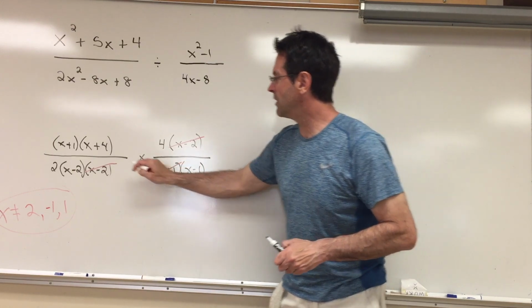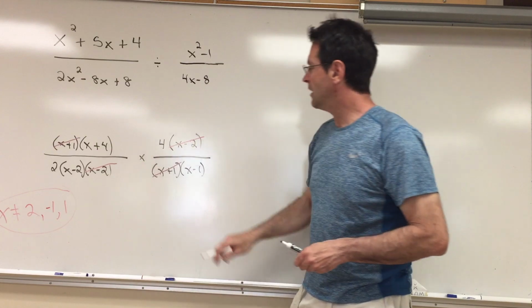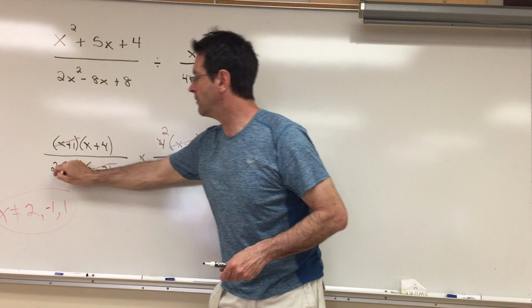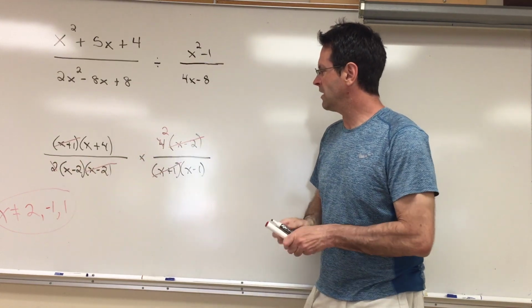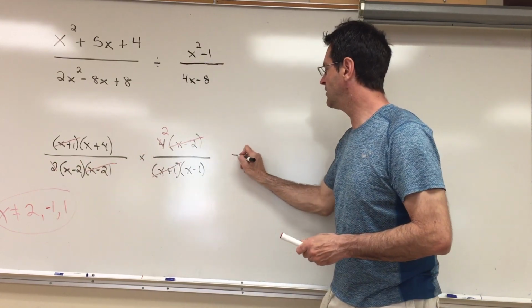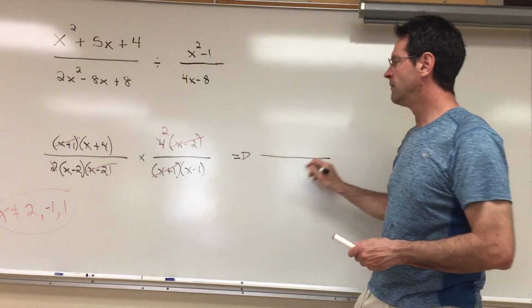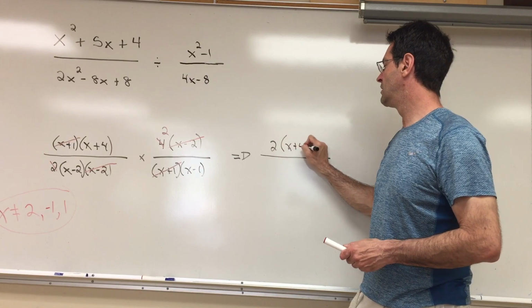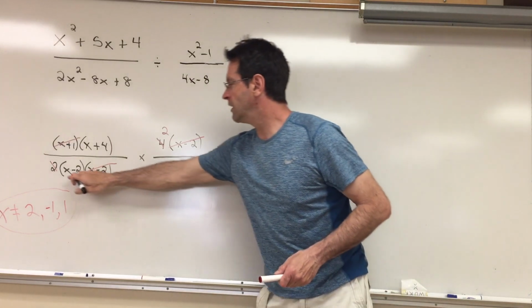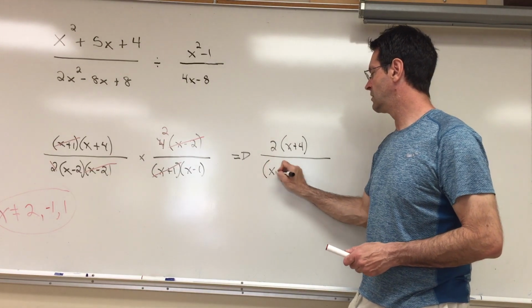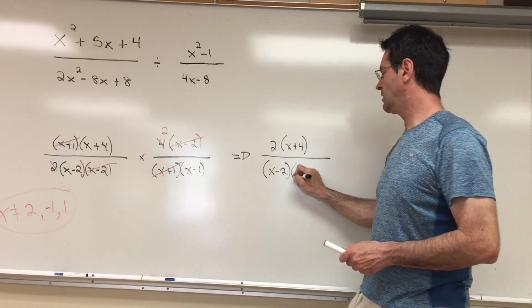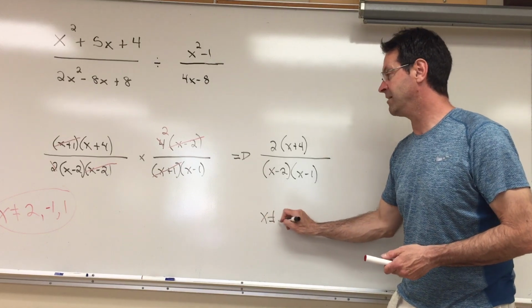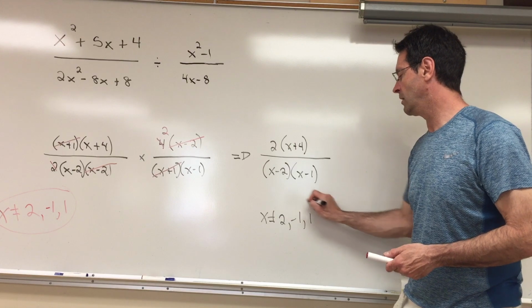X plus 1 in the top, x plus 1 in the bottom. We have a 4 in the top here and a 2 in the bottom here, so I can take a factor of 2 out of both of them. And I think that all that leaves us with, when it's finally simplified, is 2 times x plus 4 over x minus 2 and x minus 1. And we'd state our non-permissibles as well. X can't equal 2, negative 1, and 1.